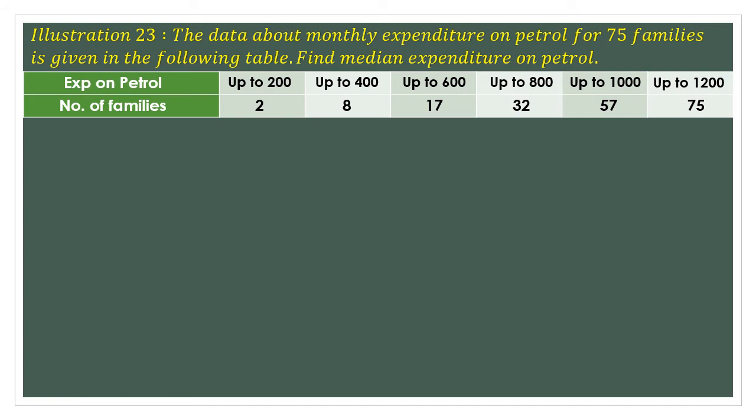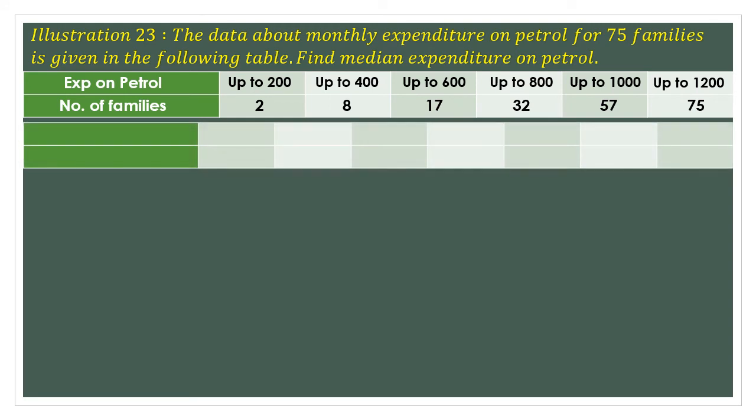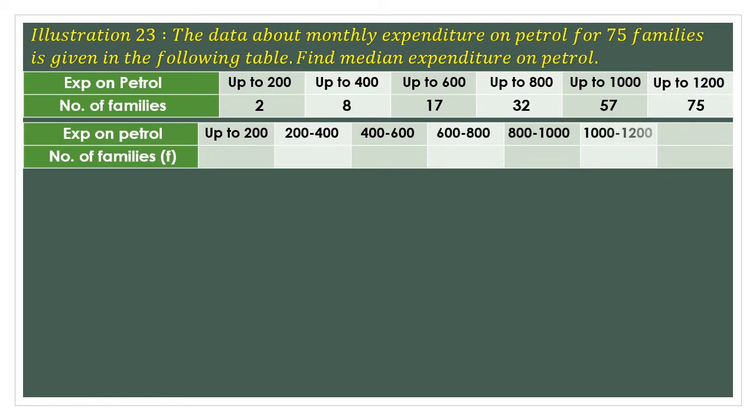What we need to do is convert these into a regular frequency distribution. How are we going to do that? First we write expenditure on petrol and number of families, that would be F. The first class will be as it is, up to 200, but next will be 200 to 400, similarly 400 to 600, 600 to 800, 800 to 1000 and 1000 to 1200, with the last one as the total column.